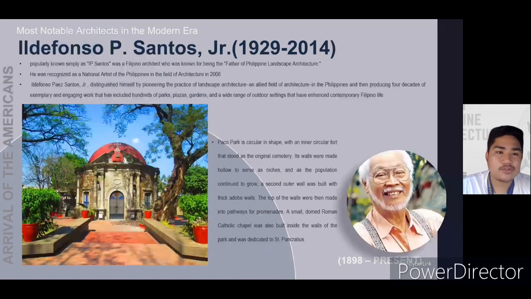Next is si Ildefonso P. Santos Jr. Isa rin siyang architect and kilala bilang father of Philippine landscape architecture. He was recognized as a National Artist of the Philippines in the field of architecture in 2006 at ang famous na gawa nito ay ang Paco Park.